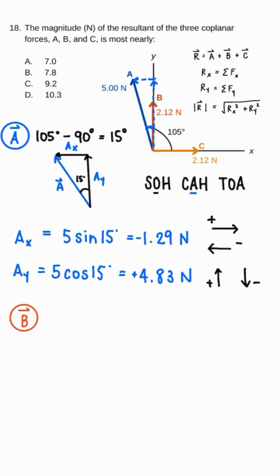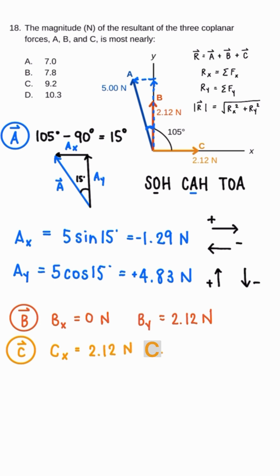All right, so moving on to force B. We know the x component is going to be 0 because it's not going to the right or left of the origin. So B of x is going to be 0. And B of y is just going to be 2.12 newtons because it's going straight up in the y direction. For force C, we are going directly to the right. So the C of x component is going to be 2.12 newtons, and we're not going up or down, so the C of y component is going to be 0 newtons.